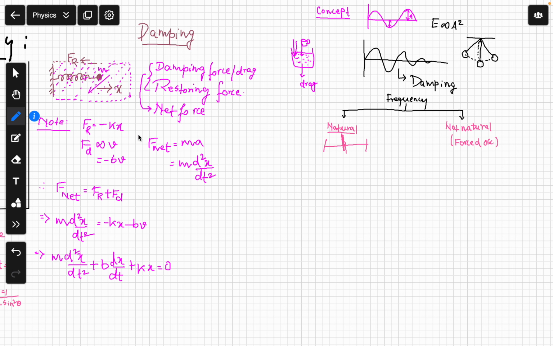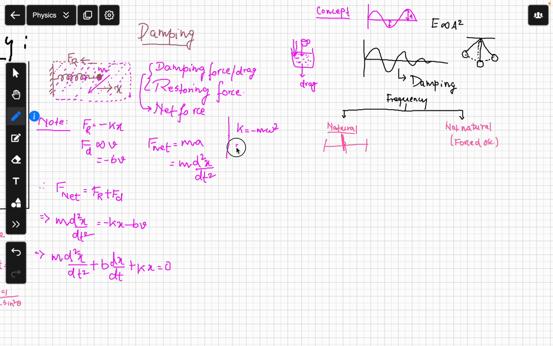Now, how do you write it down mathematically? It's simple. If we consider the restoring force, it is minus kx, because we know restoring force is proportional to x and the constant is minus k. But please do remember that k, we have already seen, is nothing but m omega square. So this is important. Sometimes when we do numericals, we'll need this.